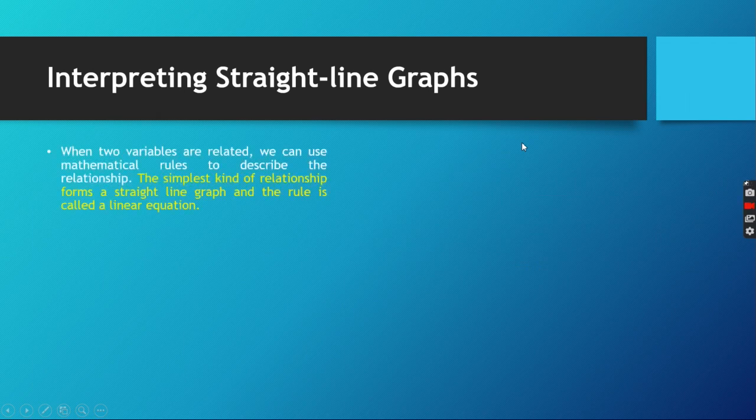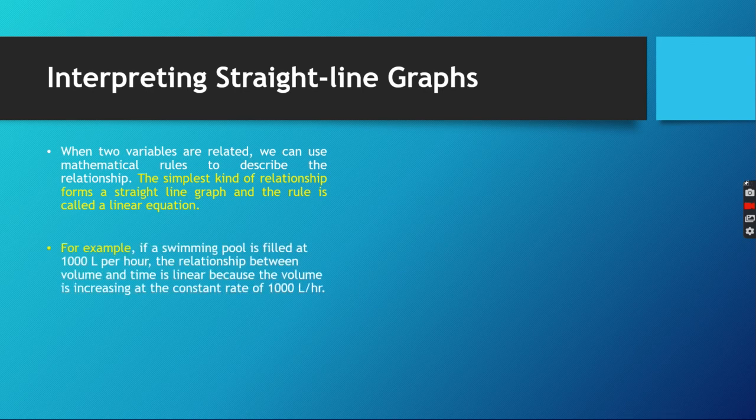When two variables are related, we can use mathematical rules to describe the relationship. The simplest kind of relationship forms a straight line graph, and the rule is called a linear equation. So the two key words there are a linear equation and a straight line graph. So let's see what that looks like.